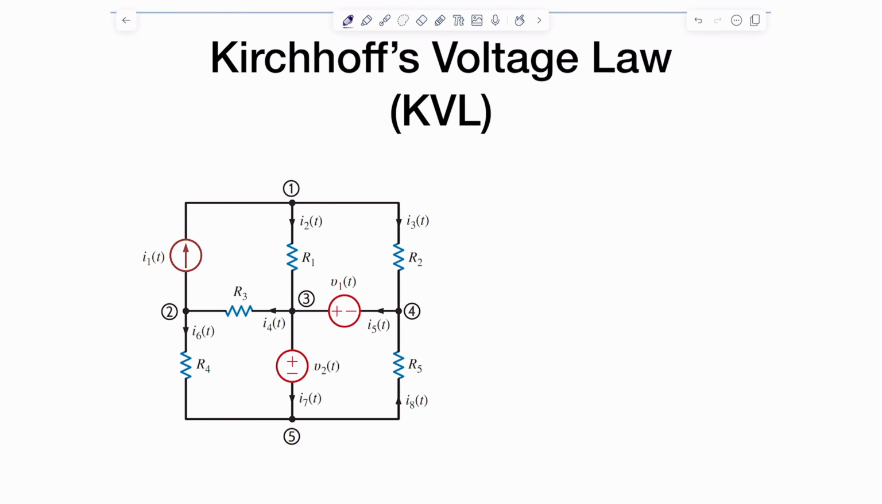Kirchhoff's voltage law, or KVL, applies to voltages around a loop. But before I get to the details of the law, let me define what a loop is. As it turns out, a loop is just a path that starts from a node and comes back to the same node without passing over any of the nodes twice. The definition looks complicated, so let me show you an example and show you how straightforward and simple it is.